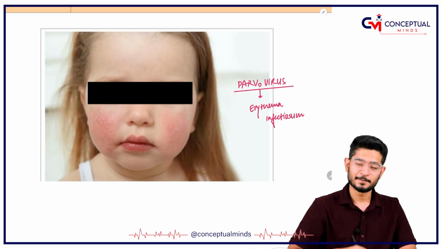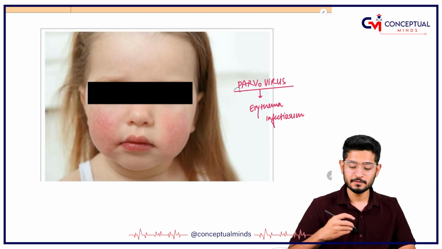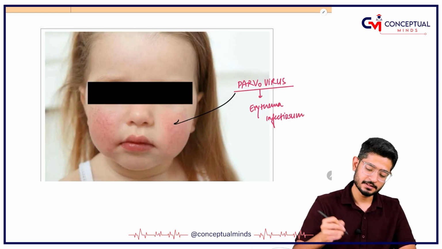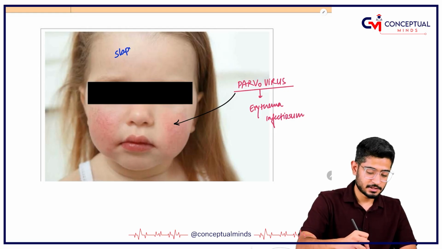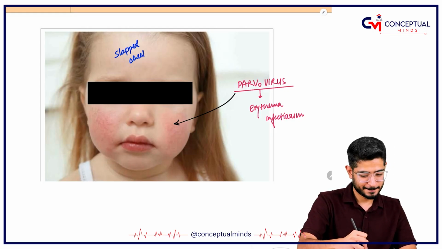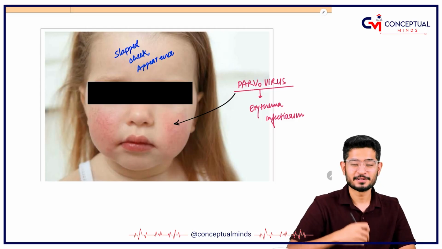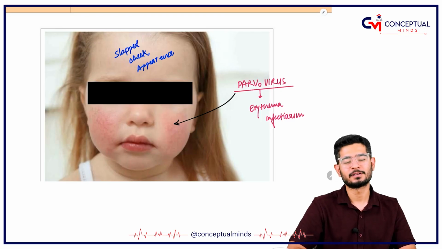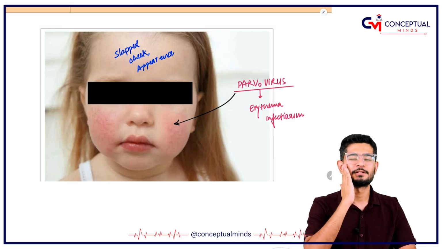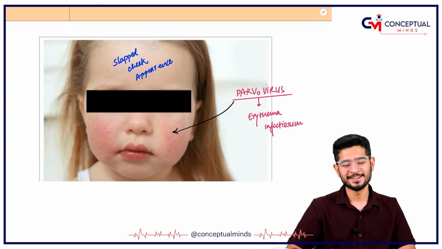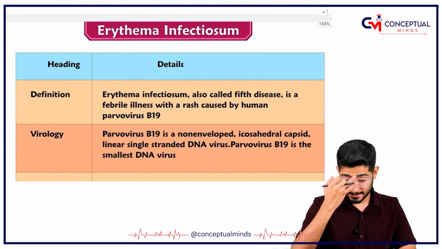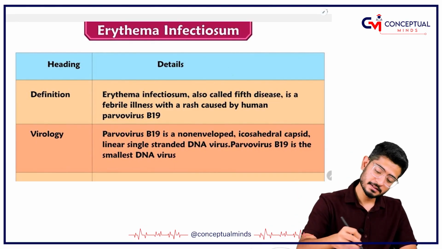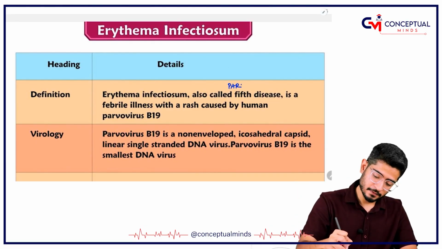This parvovirus is something which I can't forget in my entire life, because it is responsible for giving this appearance, and this appearance is called slapped cheek appearance. Whenever I read this topic of Erythema Infectiosum, I always remember my mother who used to give me this appearance. Okay, so this was a little in brief, and the name of the virus is Parvovirus, P-A-R-V-O.